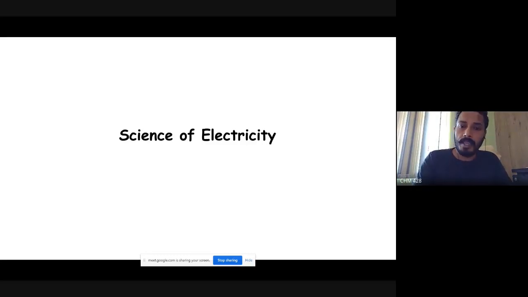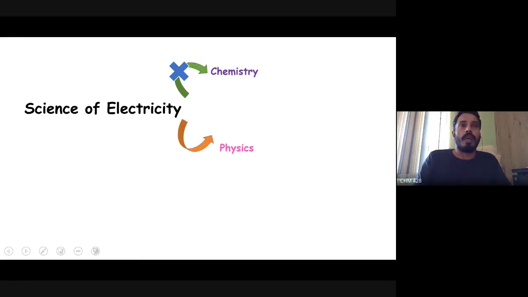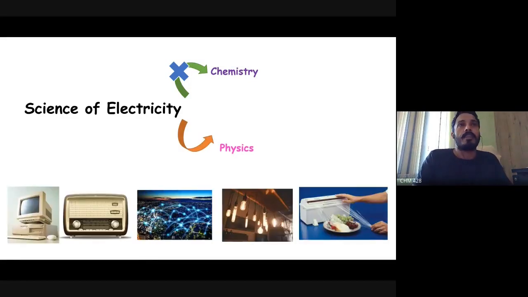And according to me, this science of electricity is not purely chemistry, it is more of physics. And this physics is the basis of computers, radio, telecommunication, household lighting, and even the ability of food wrap to cling on to its container.